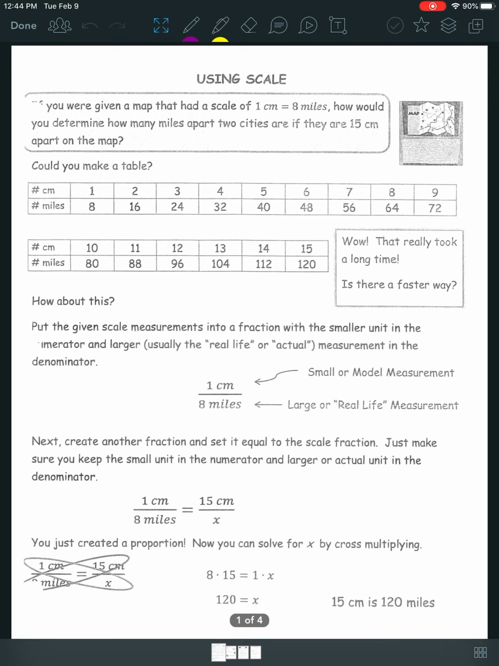So scale drawings have to do with maps, maybe models, drawings of something that's in real life that's either really, really big or maybe it's really small. And then you make maybe a model, a drawing of it so that you can see a smaller version of it, or maybe larger if it's something very, very small.